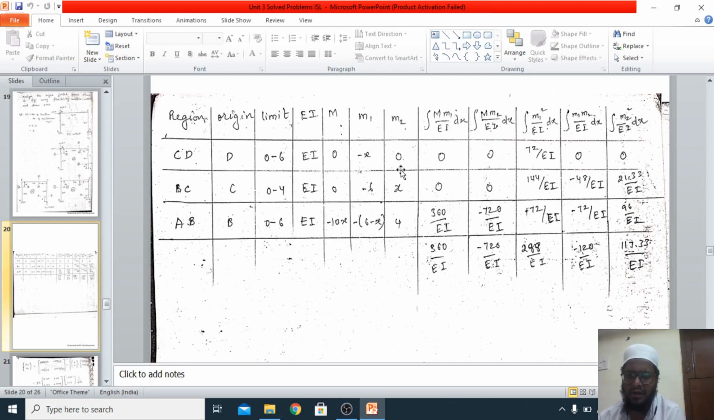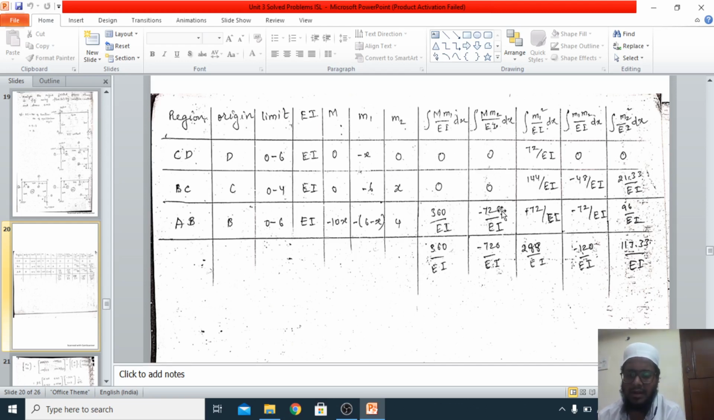Similarly, m2 square, this is 0, so this one also becomes 0. Then x integrated by providing the limits 0 to 4, you will get 21.33 by EI. Next again m2 square, so 4 square, limit is 0 to 6, integrated, you will get the value as 96 by EI. Once you get all these values, the only thing you have to do here is a simple summation of all the values.